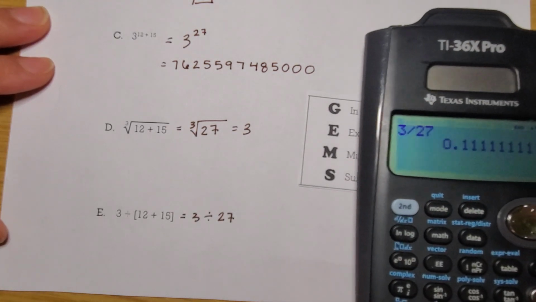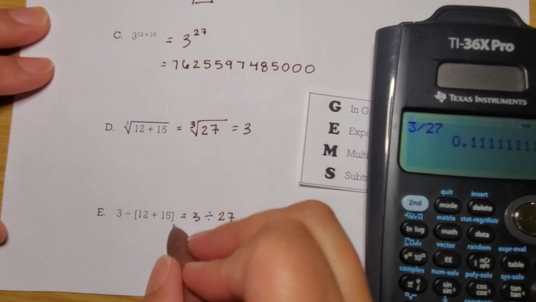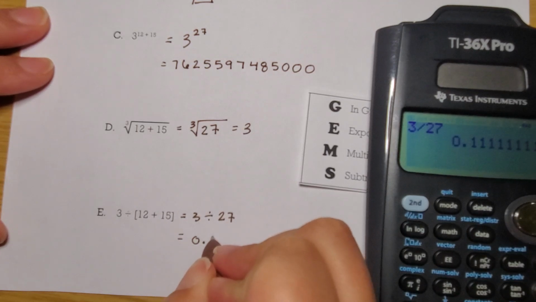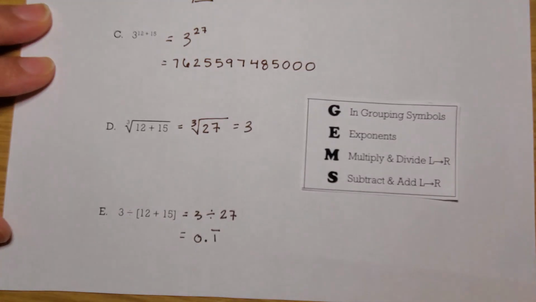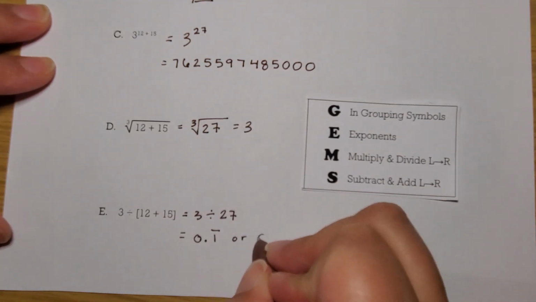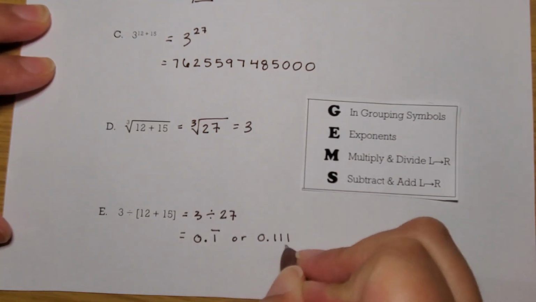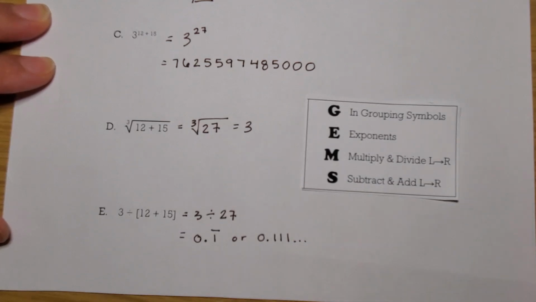So they didn't tell us to round on this question, so I'm going to write my answer as 0.1 and put a line over that 1 to indicate it's repeating. Or you could, if you wanted to, write it out as 0.111 and then 3 dots afterwards to indicate the repeating decimal.